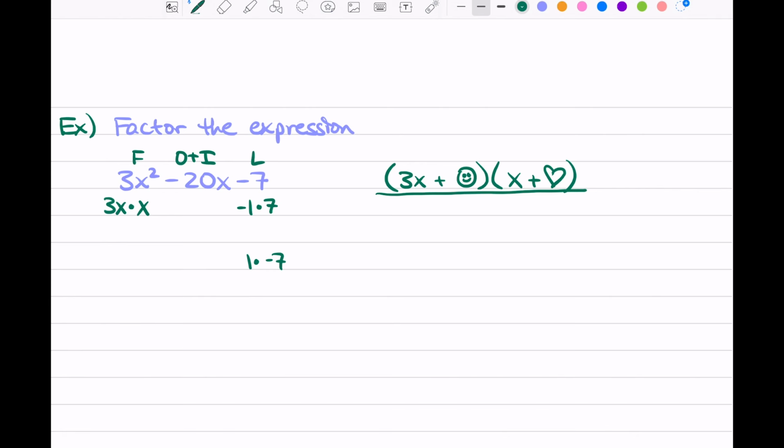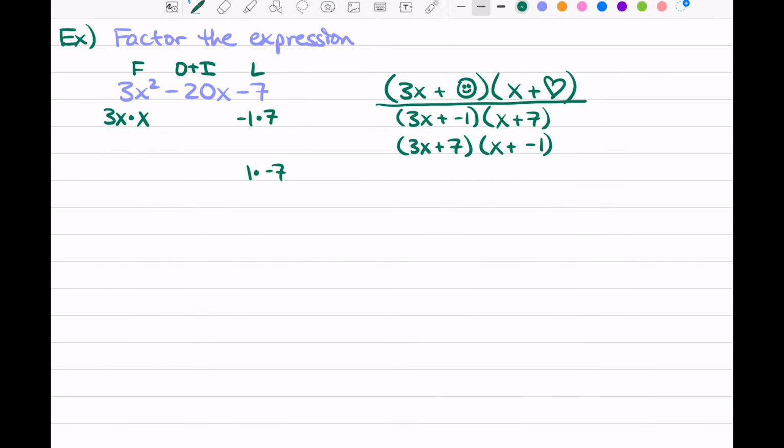So looking at our first option for -1 and 7, we put those in for our smiley face and heart. But in this problem, there's actually two different ways to put them in. So we have 3x plus -1 times x plus 7, or we could have 3x plus 7 times x plus -1. Our first line is different from our second line here, and that's because of that 3x. That changes the game. So let's look at our O plus I.